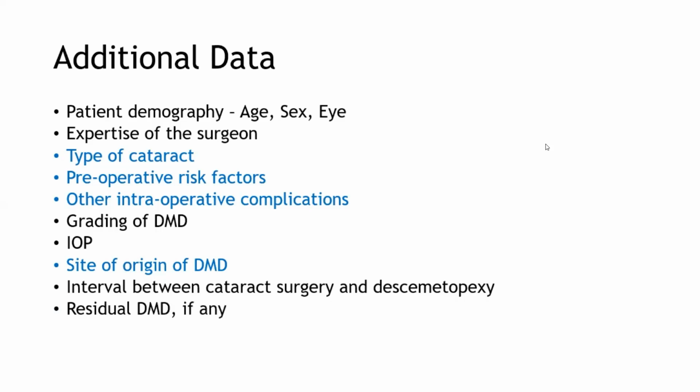And then finally, we'll see whether there is any residual DMD or if there is a need for any reintervention. Generally, air descemetopexy is a very minor procedure. We just have to inject air into the anterior chamber under the Descemet's membrane. Failure of this means we'll have to do an endothelial transplantation, which becomes a major surgery. So what we do is we usually repeat air descemetopexy twice before we proceed with endothelial transplantation.